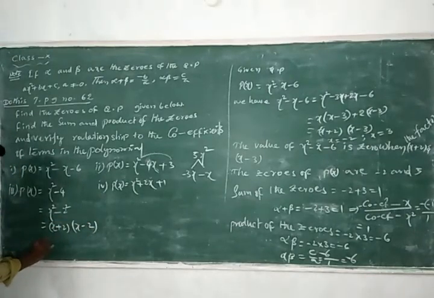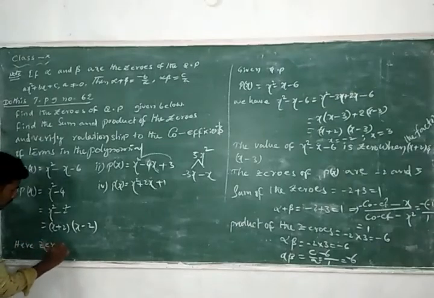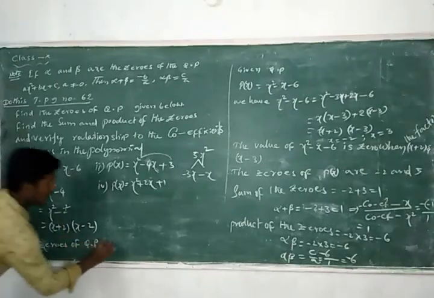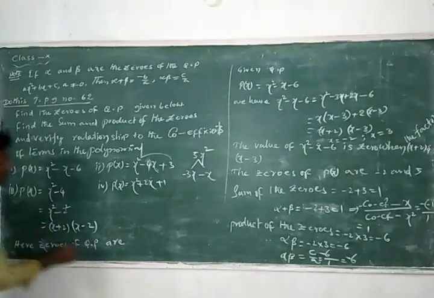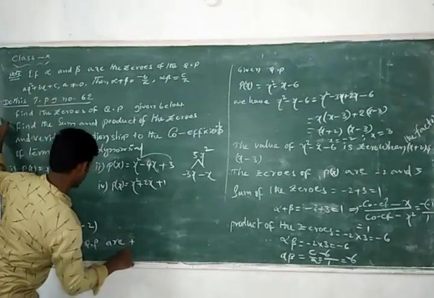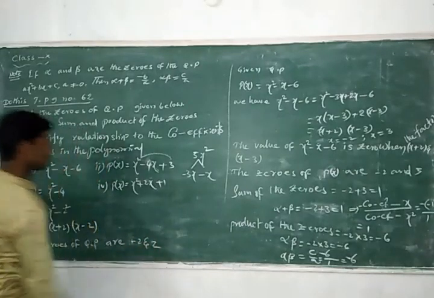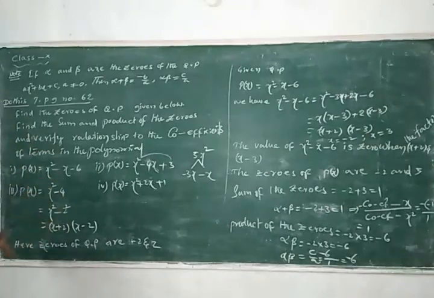Here are the factors. What are the zeros? x is equal to minus 2, x is equal to plus 2. The zeros of the quadratic polynomial are minus 2 and 2. You can solve the remaining parts as usual, like the first question.